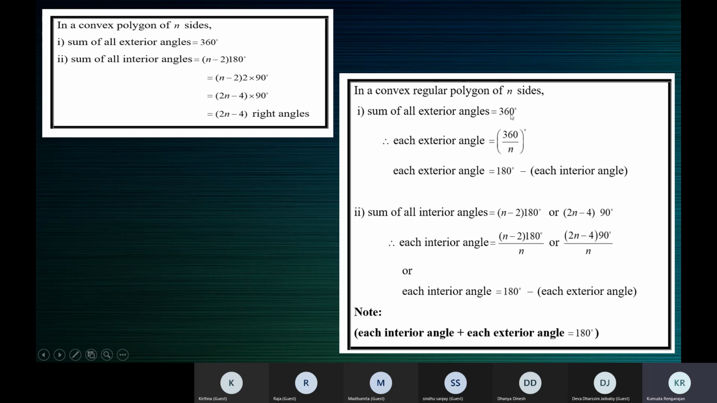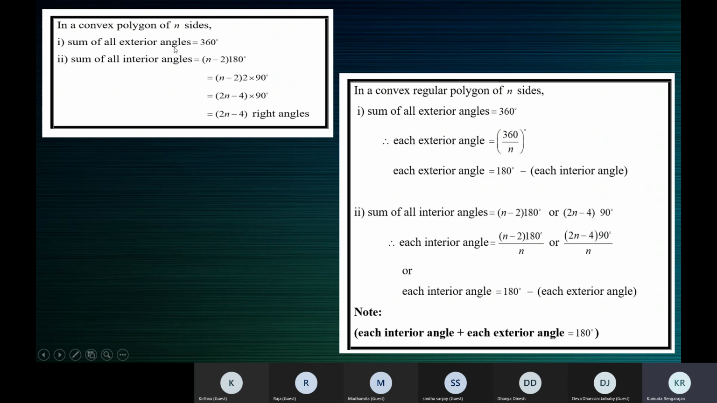Now in the case of a pentagon with 5 sides, there will be 5 exterior angles. Pentagon, 5 sides, 5 exterior angles. So each of the exterior angles will be, this 360 degrees would have been divided equally among 5 angles. So 360 by 5, 72 degrees. So each of the 5 exterior angles will be 72, 72, 72, 72, 72.